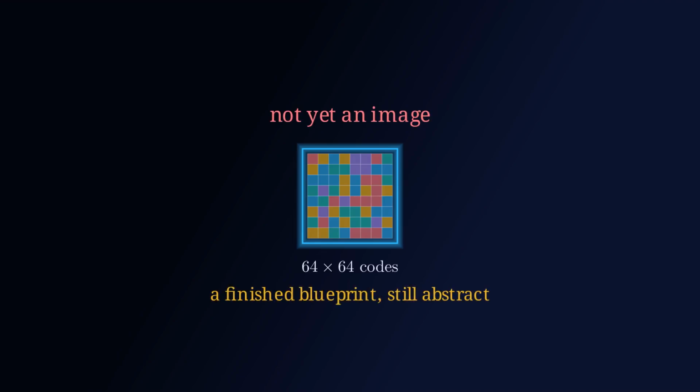After all the denoising steps finish, we have a clean latent. But remember, this is still that tiny 64 by 64 grid of abstract codes. It is not yet a picture you could hang on a wall. It's a finished blueprint that still needs to be built out into real pixels.